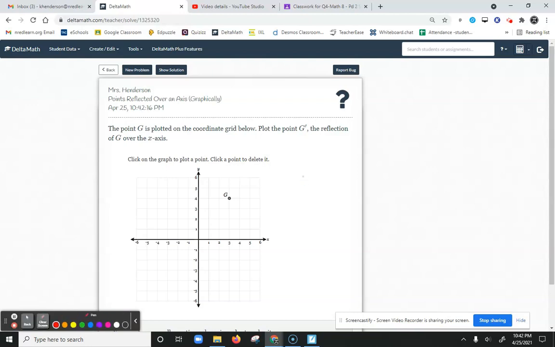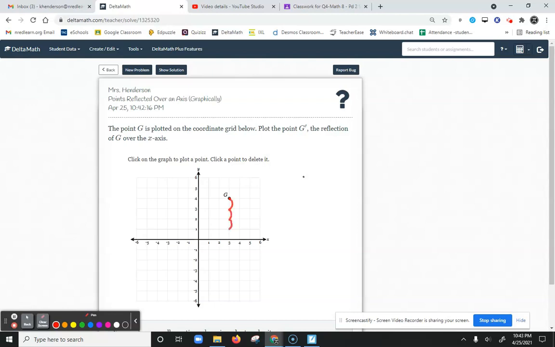So this is really important to know where the x-axis is. So we're going to reflect it or jump or flip it over this x number line. So if we were to fold our screen in half right along this line, G prime, the new point, will be an exact overlap to where G would fold to. So here's the trick. Count the number of spaces from the original G point down to the axis of symmetry.